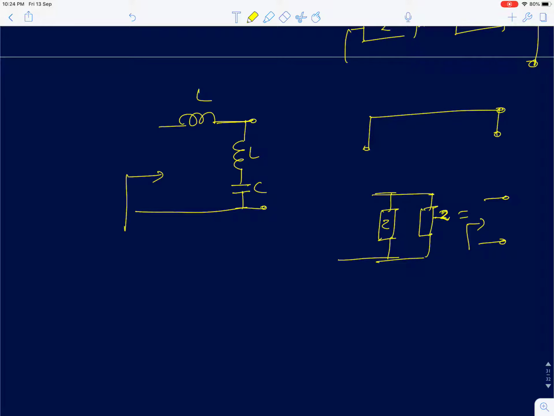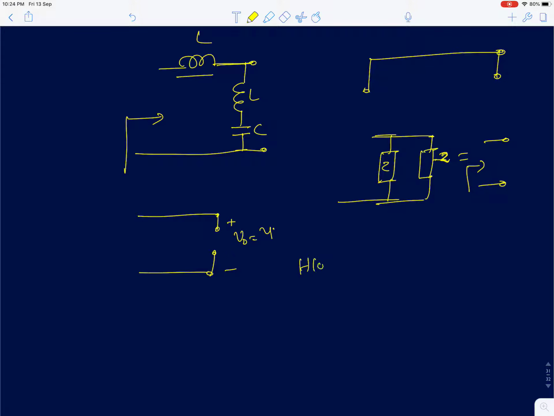So when you have a series LC element, again we'll first find the DC gain. For DC gain, this inductor will behave like a short circuit and the capacitor will behave like an open circuit. So the circuit reduces to something like this. V0 equals Vi, so H of 0 is 1.